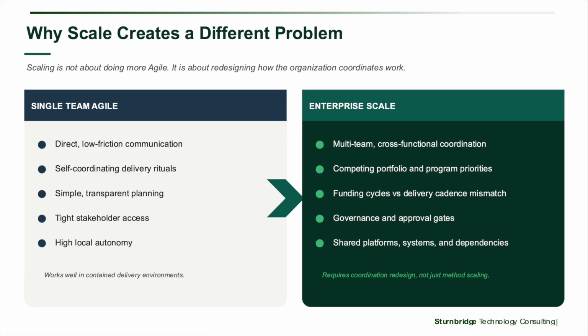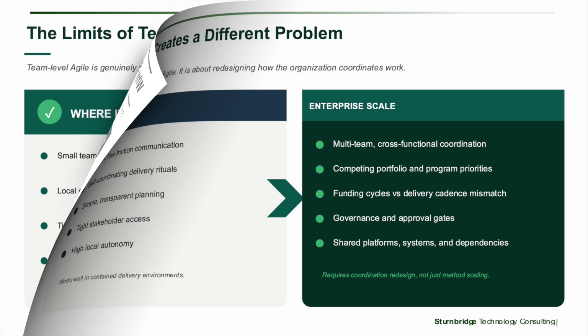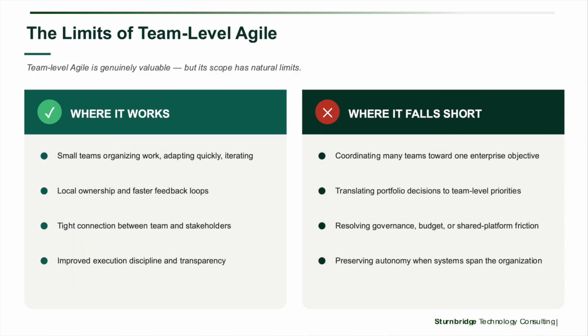At enterprise scale, those conditions weaken quickly. One team can no longer see or resolve the entire system around it. Product roadmaps, plant priorities, enterprise architecture, data platform decisions, validation activities, and budget cycles all begin to influence delivery. Scaling is about redesigning how the organization coordinates work. Scaling is not about doing more Agile ceremonies.